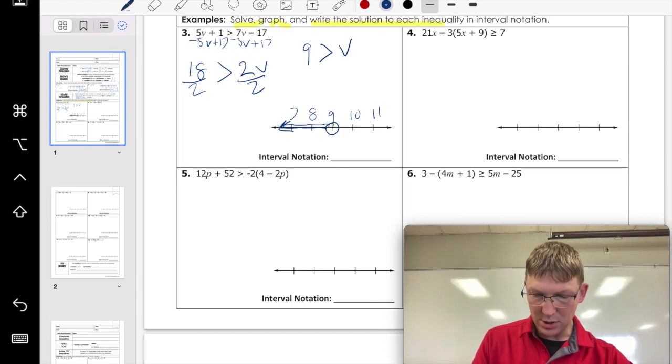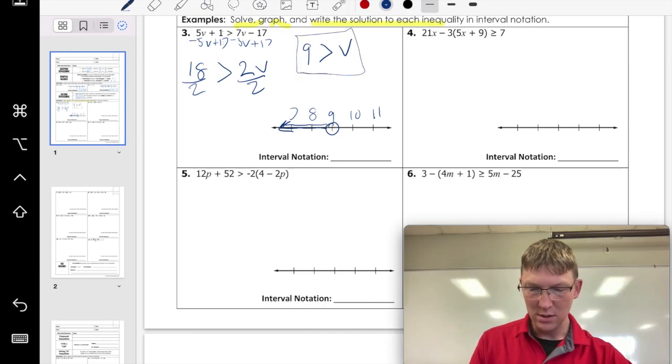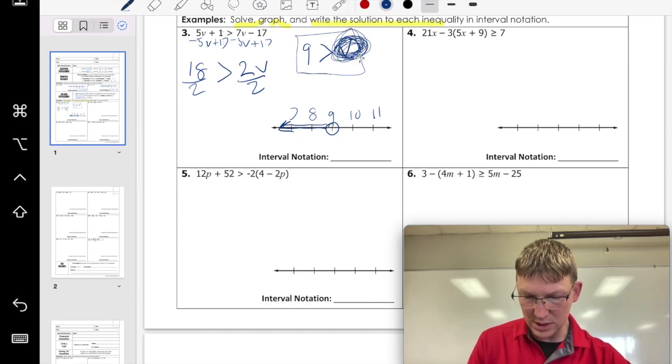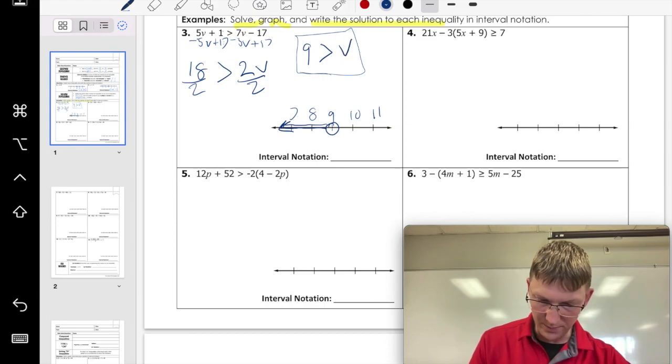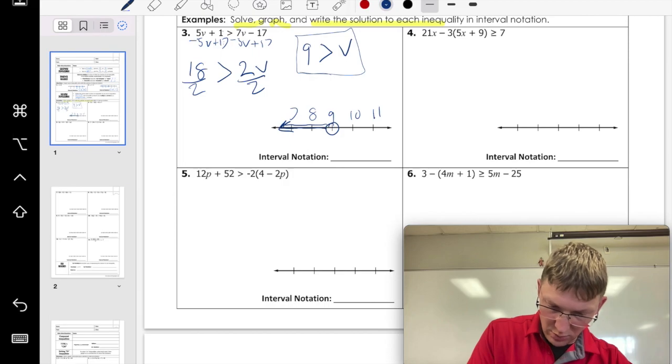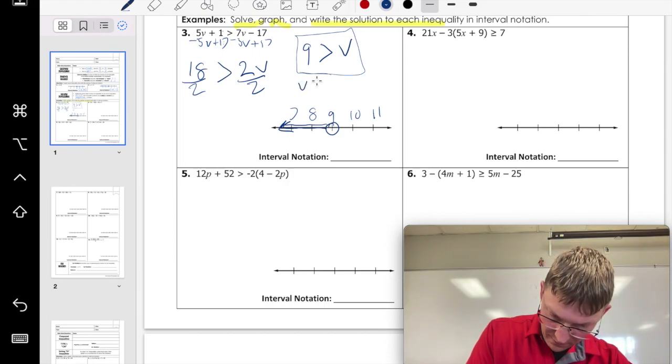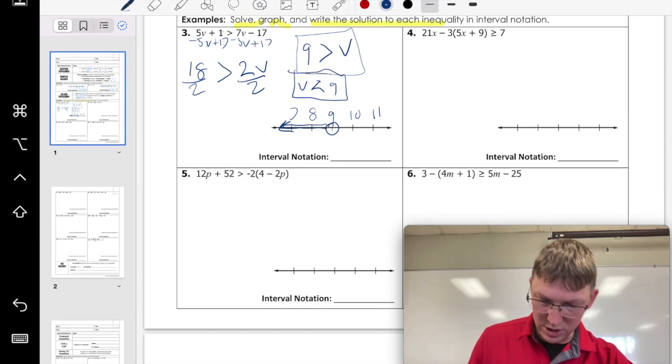So make sure that you understand the different symbols. So V, all of our solutions are all less than 9. So you can rewrite that as V less than 9. That might be a good idea, just to make sure you get it right.